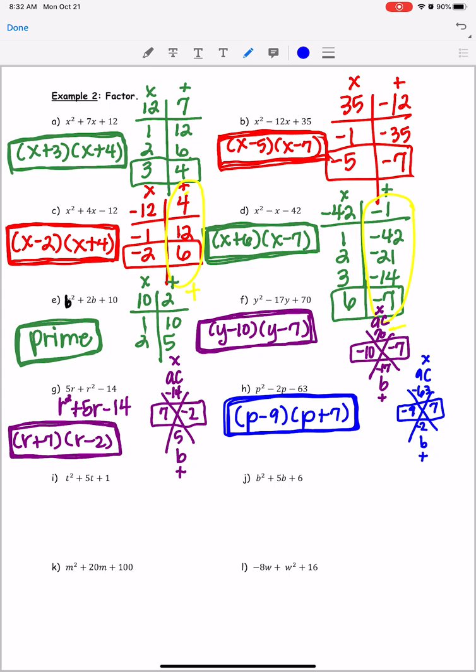Okay, on I, you've got t squared plus 5t plus 1. So when we make our X, my A times C is 1 times 1. My B term is this 5. So what adds up to 5 but multiplies to 1? Well, your only multiple of 1 is 1 times 1. Is 1 plus 1 5? No. So kind of like this one here, if you can't fill in numbers right here, then that makes this one prime. Okay, so that's an example of what prime looks like with both of those methods.